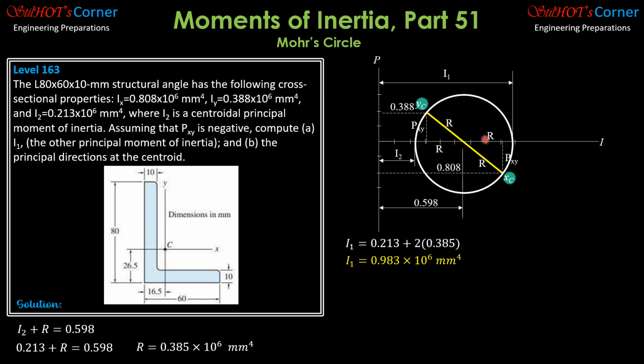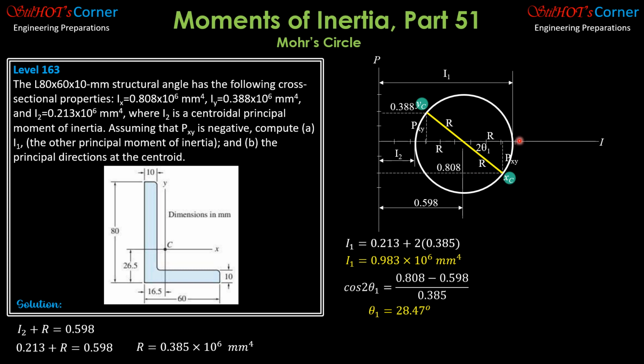So this is the principal direction theta 1, and cosine of 2 theta 1 equals 0.808 minus 0.598 at the center divided by R. So cosine of 2 theta 1 equals 0.828 minus 0.598 divided by R. From there, we can solve for theta 1. It is equal to 28.47 degrees.